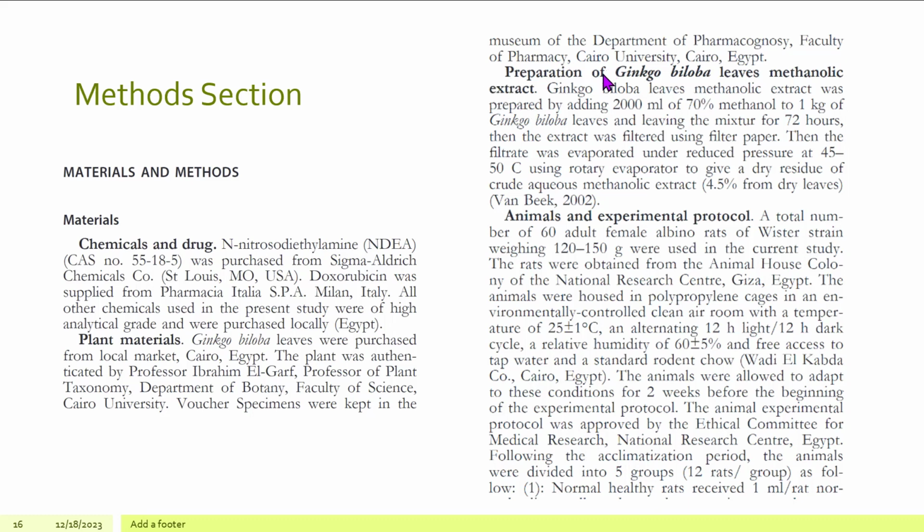So then when you get into the methods, you'll again notice that they're all in third person past tense and tell exactly what was done in the experiment. So this first one, right? The ginkgo biloba leaves methanolic extract was prepared by adding 2,000 mils of 70% methanol to 1 kilogram of ginkgo biloba leaves and leaving the mixture for 72 hours. You see there's a typo in there. And then the extract was filtered using filter paper. And you could add in here by zombies at the end, and that would give you a good example of that third person passive tense.